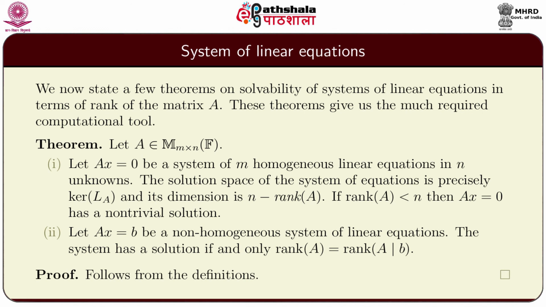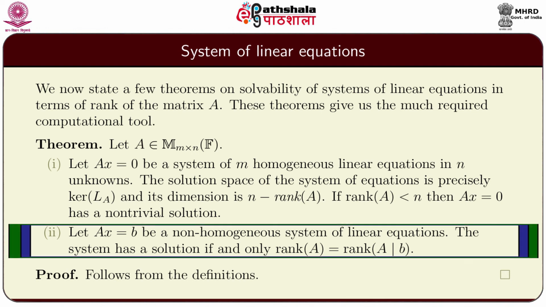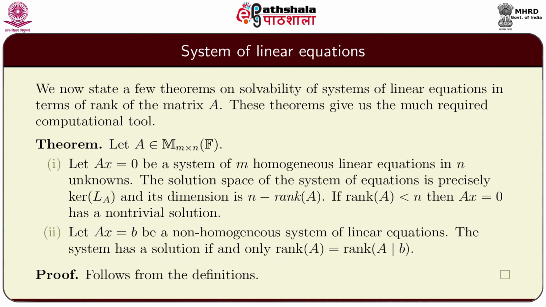And the second part of the theorem says that if Ax equal to b is a non-homogeneous system of linear equations, then the system has a solution if and only if the rank of the matrix A is the same as the rank of the augmented matrix [A | b]. Therefore, if we can compute these ranks of the matrices A and the augmented matrix [A | b], then we indeed have criteria for solvability of systems of linear equations, both homogeneous and non-homogeneous.